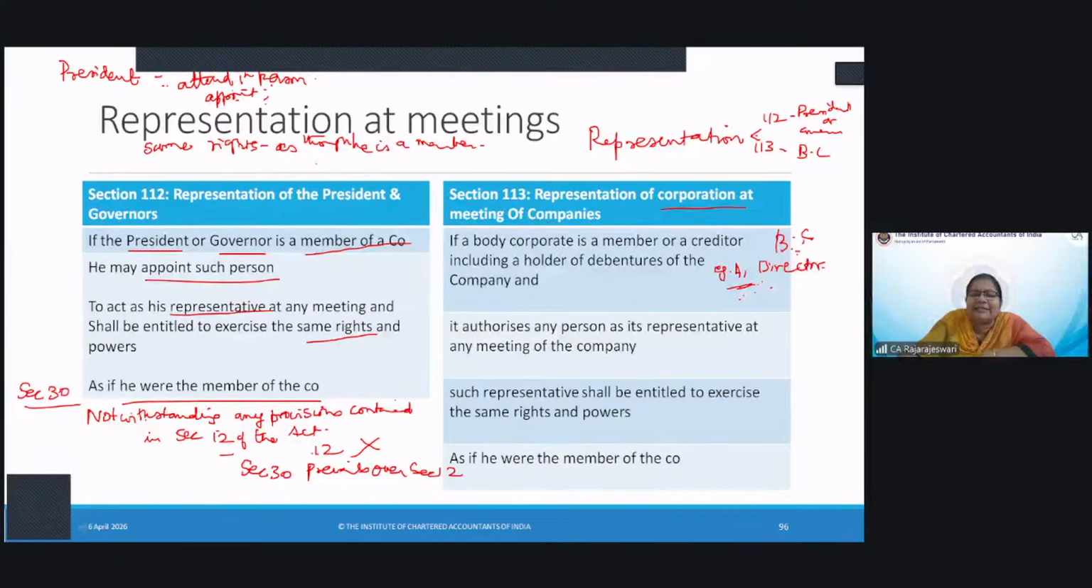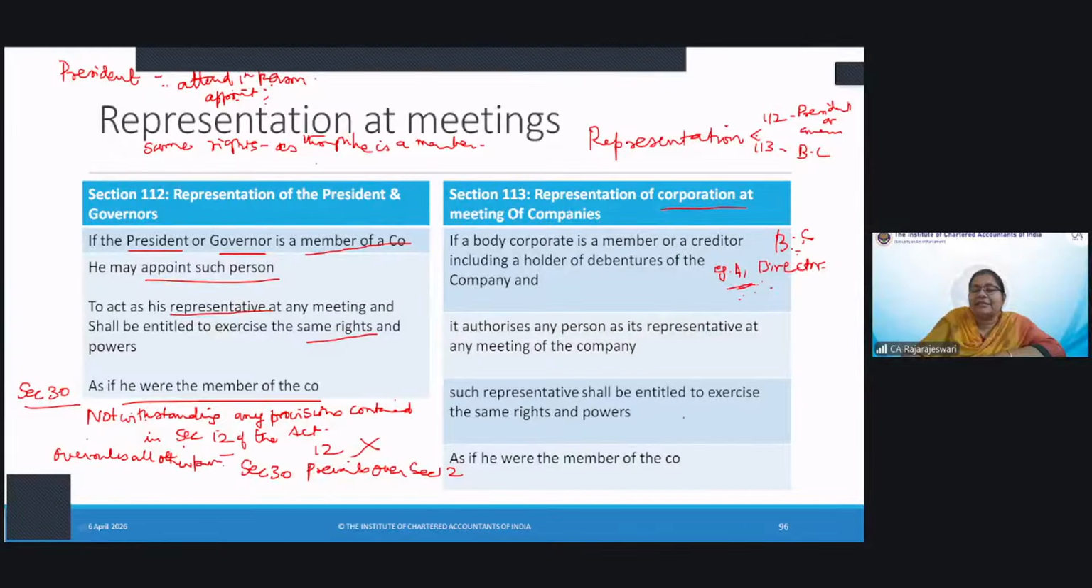Notwithstanding anything contained in section or in any other provisions of the Act. I need not even mention the section here. Notwithstanding anything contained in any other provisions of the Act, the Companies Act, then this Act is supreme. So section 30 overrules all other provisions. That is the meaning. So it overrules all other provisions.